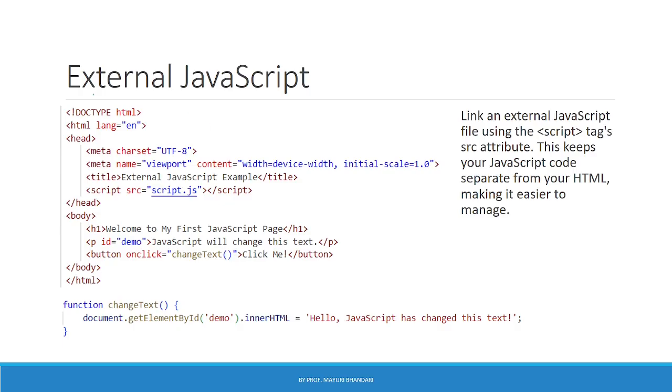It is useful if you have short JavaScript codes, you can directly include it within HTML. And the last way to include JavaScript is using external JavaScript. Here we link an external JavaScript file using script tag's src attribute. So first we'll create script.js, a separate file, and inside this file we have one function, and now this script.js we have to include in our HTML using script tag src attribute. So this way keeps your JavaScript code completely separate from your HTML, which makes it easier to manage. So in this way we have three ways to include JavaScript: inline, internal and external.